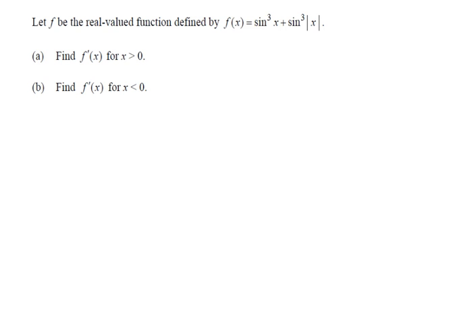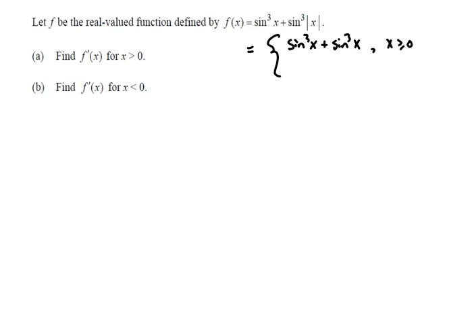In the next problem, we have this function defined by f of x is sine cubed of x plus sine cubed of absolute value of x. And we want to find f prime of x, the derivative, when x is greater than 0 and when x is less than 0. So to do this, we really need to set up a piecewise function.